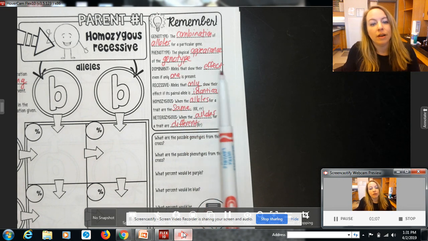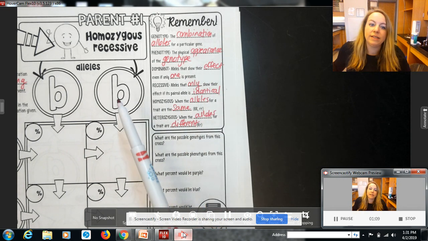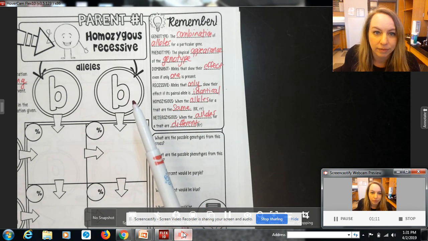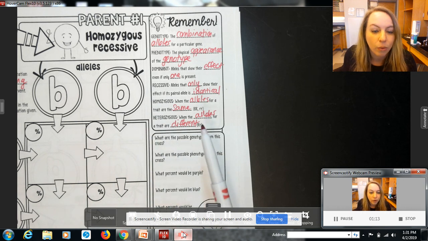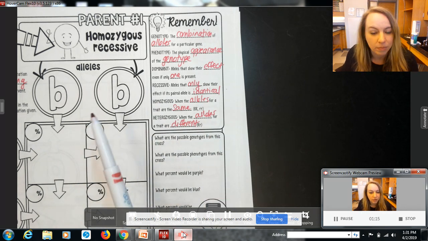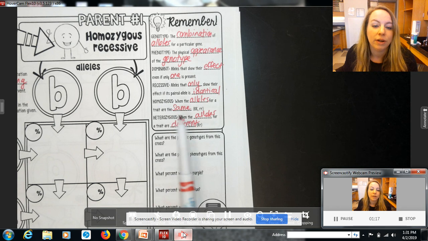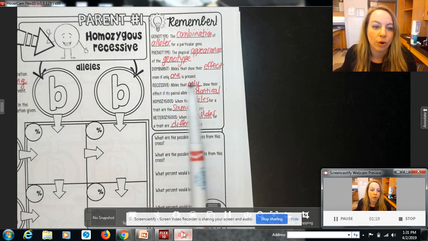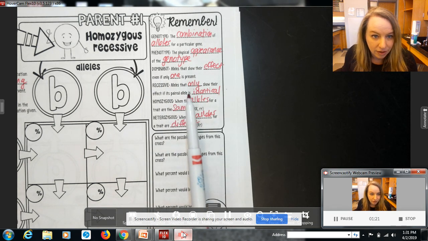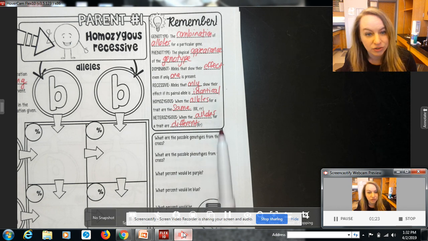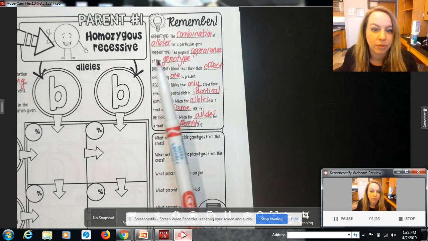Dominant alleles are alleles that show their effect even if only one is present. In a heterozygous organism where you only have one big B and one little b, that organism will always show the dominant allele. The recessive allele is still there, it's just not going to be expressed.